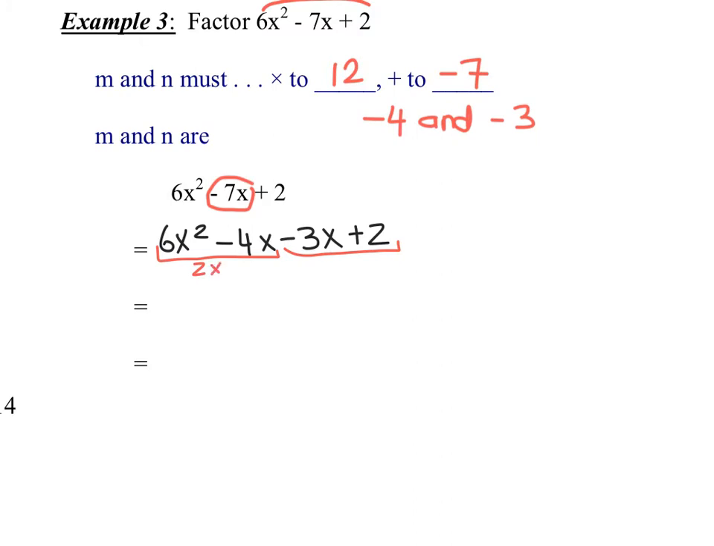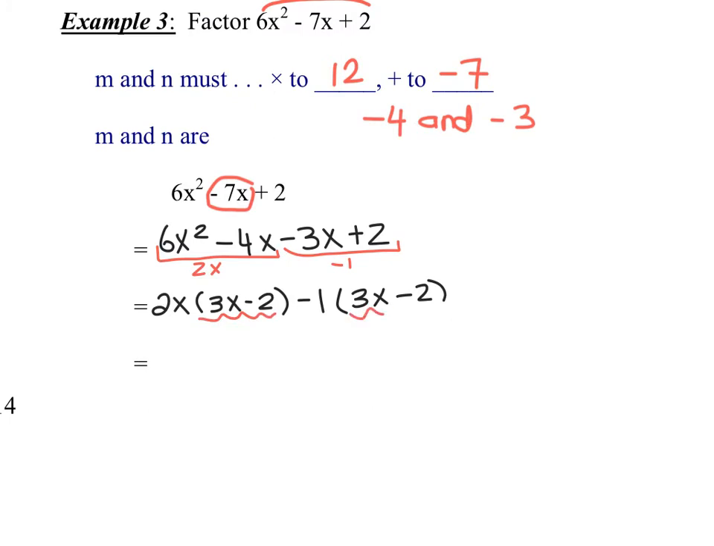Between negative 3 and 2, they don't have a common factor, so I'm just going to take out a negative 1 because that 3 is negative, and that's important. So now I write my greatest common factor out in front. 6x squared divided by 2x is 3x. Negative 4x divided by 2x is negative 2. For my second pair, I take out a negative 1. Negative 3x divided by negative 1 is positive 3x. 2 divided by negative 1 is negative 2.